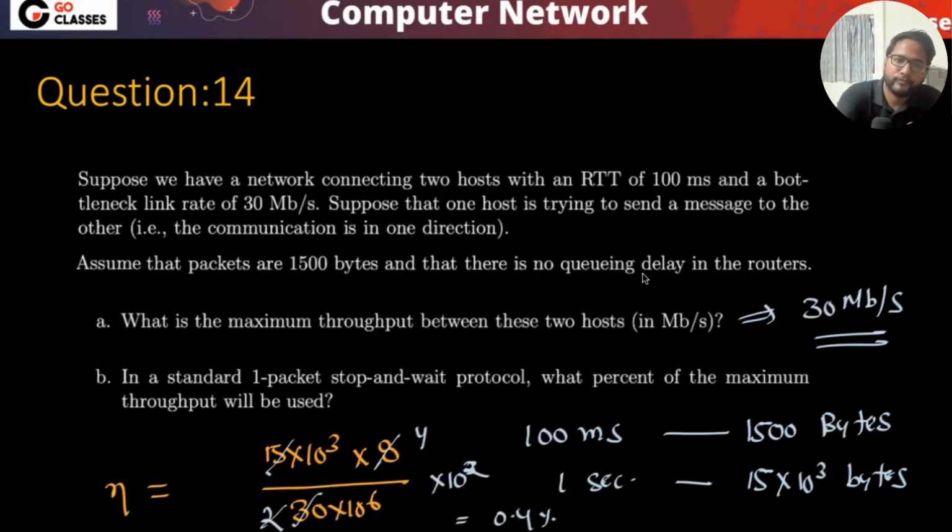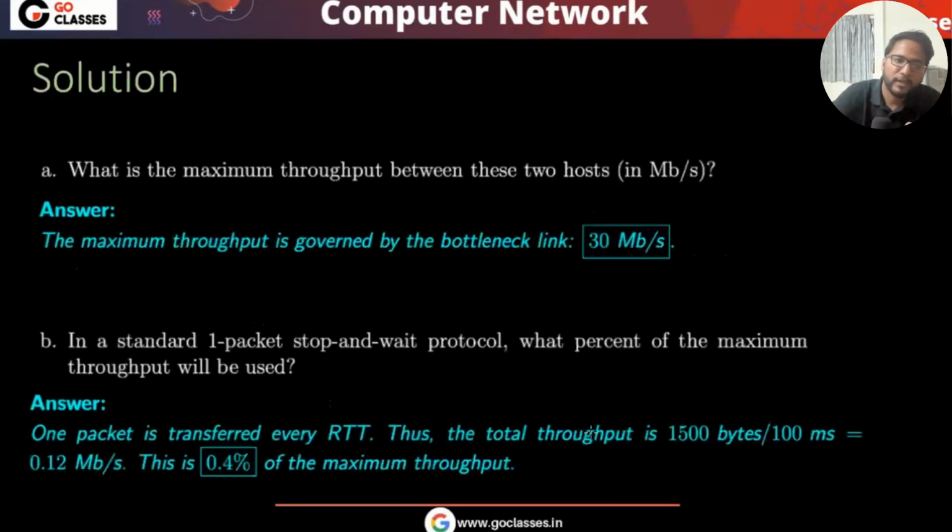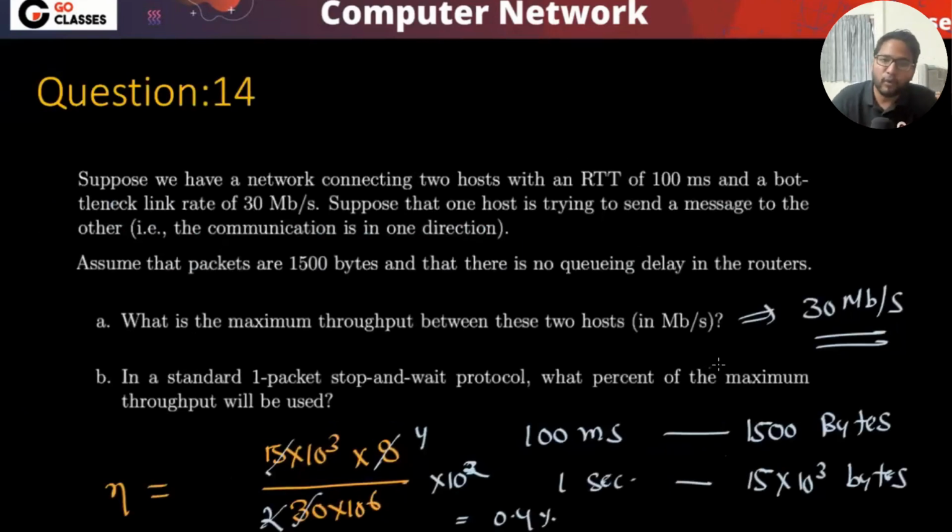Okay, this is 4, this is 10 to the power 3. So if you check it, this will be 0.4%, in terms of percentage. This is the efficiency. So that's what they ask, right? They are saying what percentage of the maximum throughput you are actually using, which is nothing but efficiency. Have you understood this question?